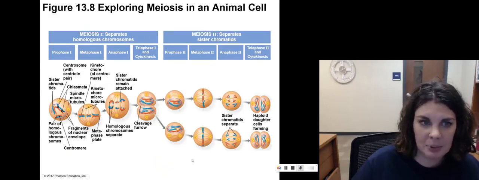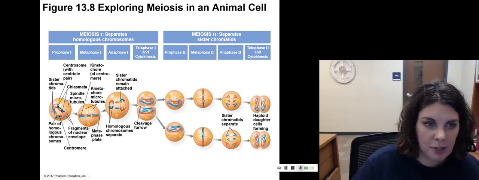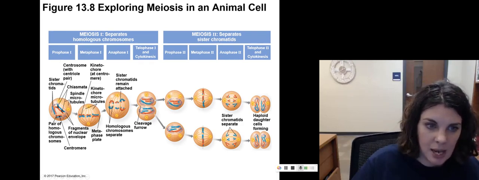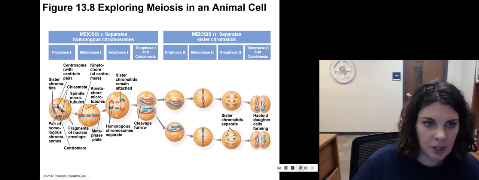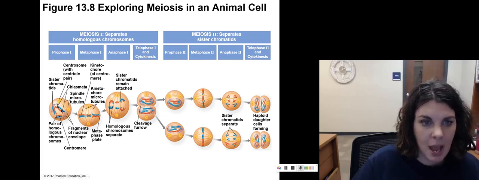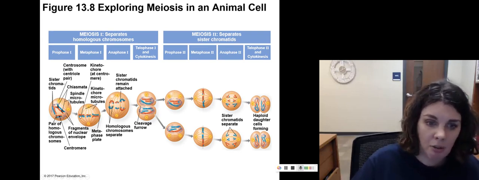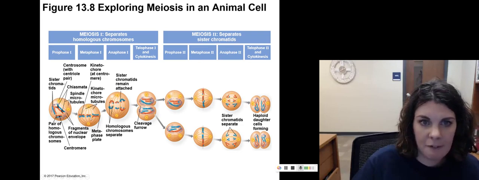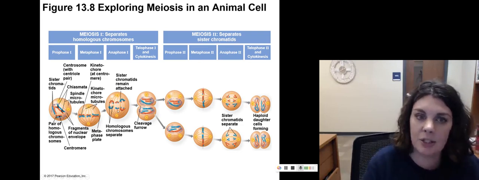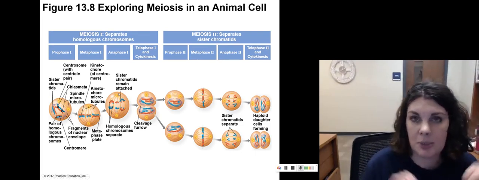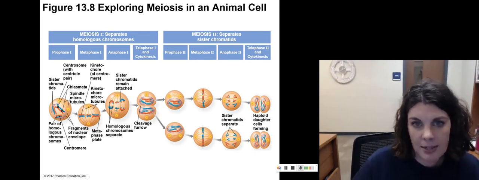Okay, so just to end, let's talk about meiosis in an animal cell. You should be able to tell me what goes on in each of these stages. In prophase 1, you have sister chromatids lining up with their homologous chromosomes. You're starting to form spindle microtubules. It's during prophase 1 that you can develop these chiasmata and have crossing over. At metaphase 1, sister chromatids with their homologous chromosomes are lined up on the metaphase plate. At anaphase 1, sister chromatids are still attached, but the homologous chromosomes separate to opposite ends.